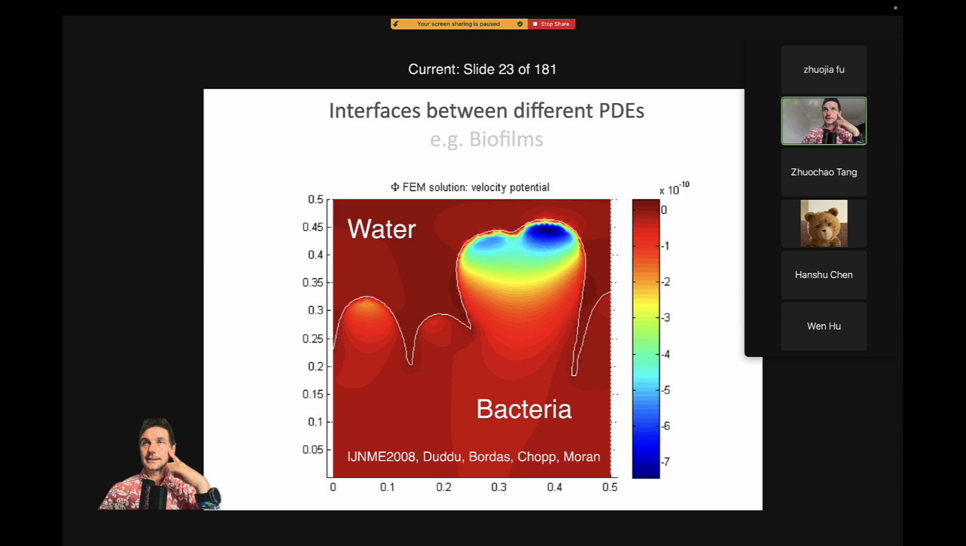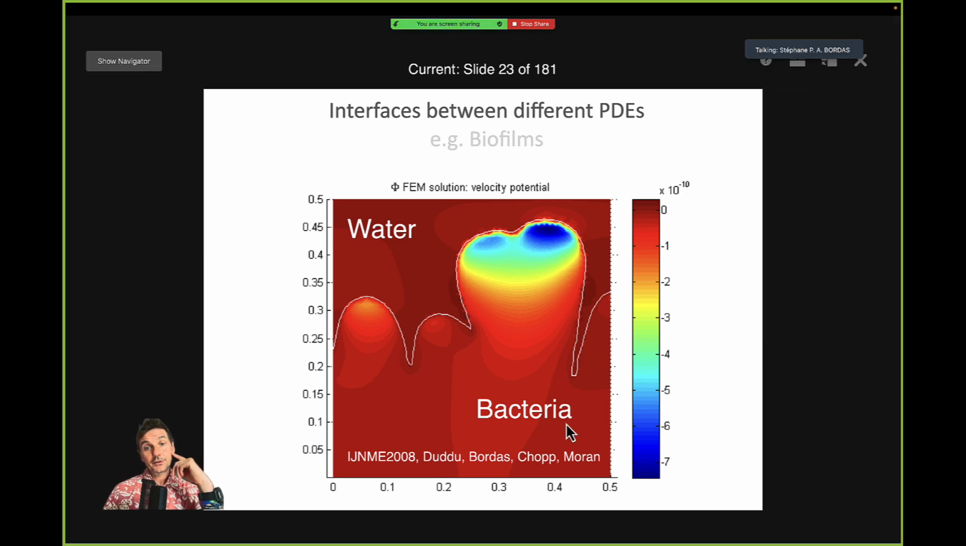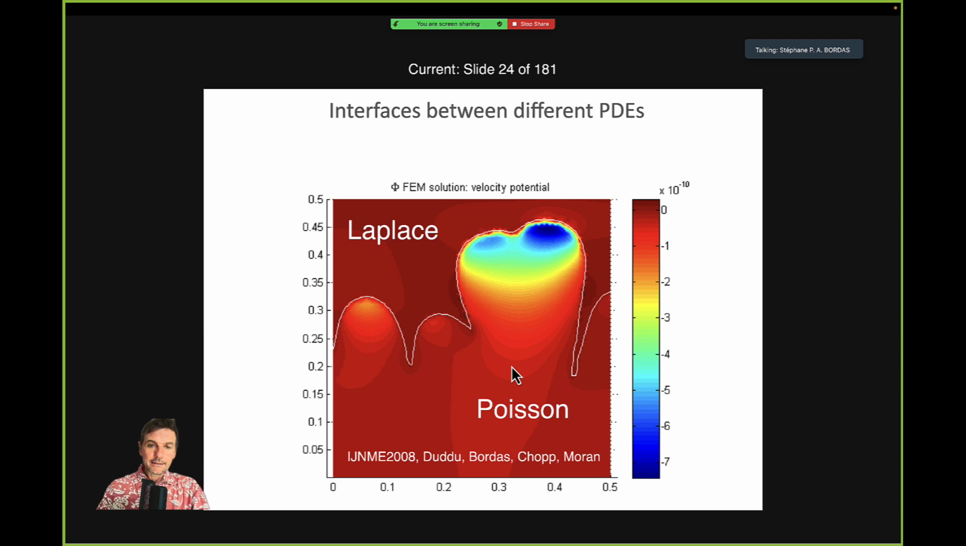And we have a weak discontinuity. Another example, and so the key point here is to try to figure out what is the growth of this biofilm. So on the interface, you will have a velocity potential, and that will have a gradient, and this gradient is going to push the material outwards, for example, right? So this is going to be the bacteria growing and pushing outward. And so outside in the water phase, we have a Laplace equation, and we have a Poisson equation in the bacteria phase, right?